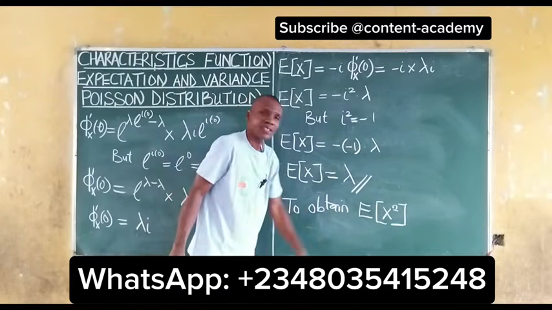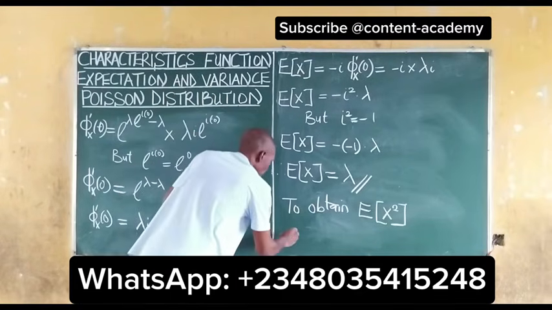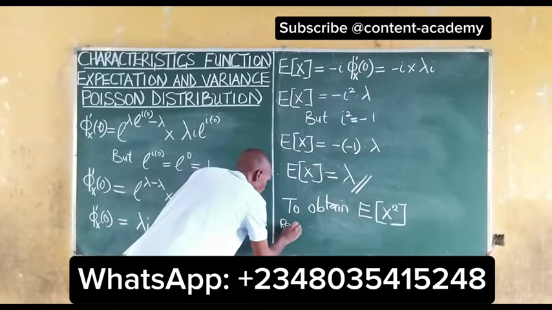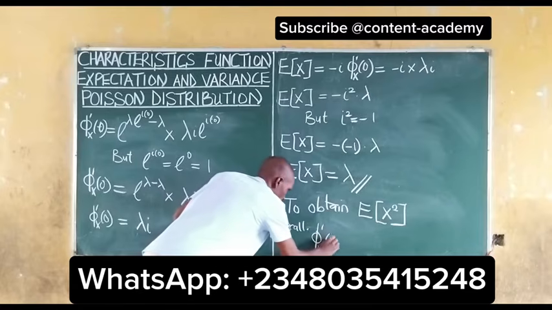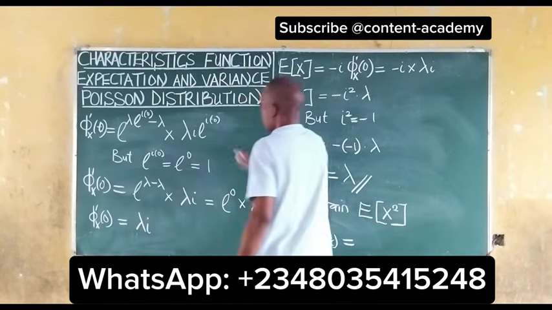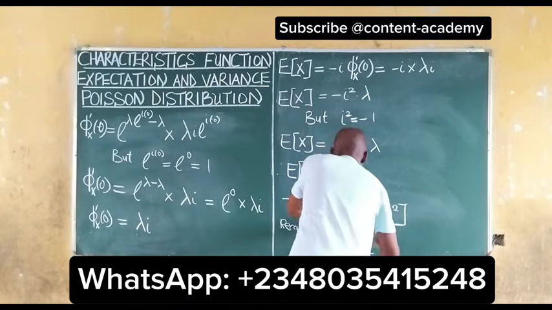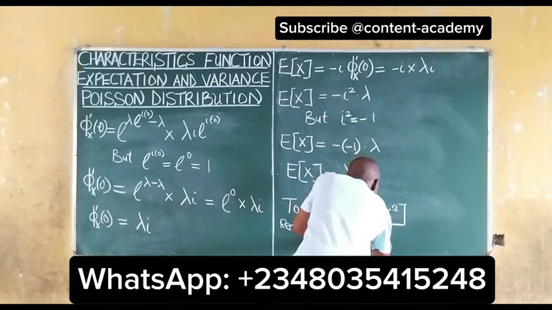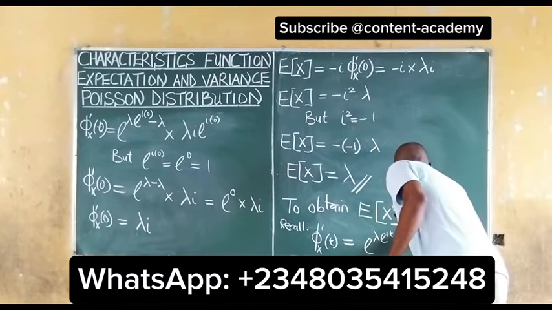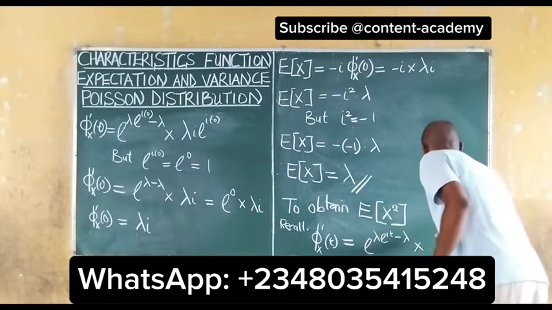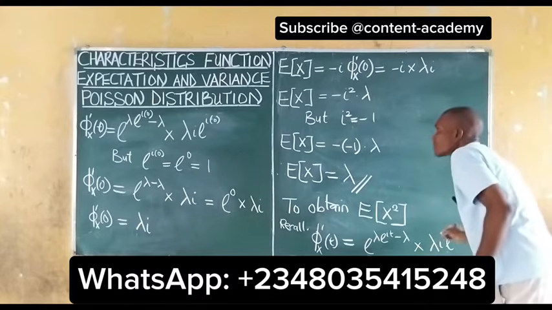To obtain this, we first recall what we got from our first derivative: exponential of (lambda e^(it) minus lambda), multiplied by lambda i e^(it).